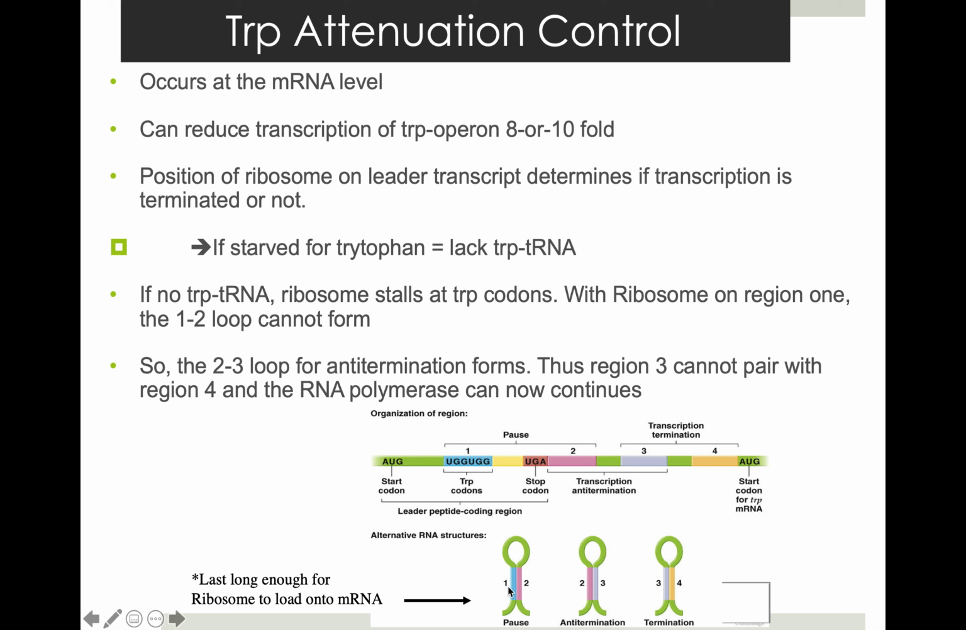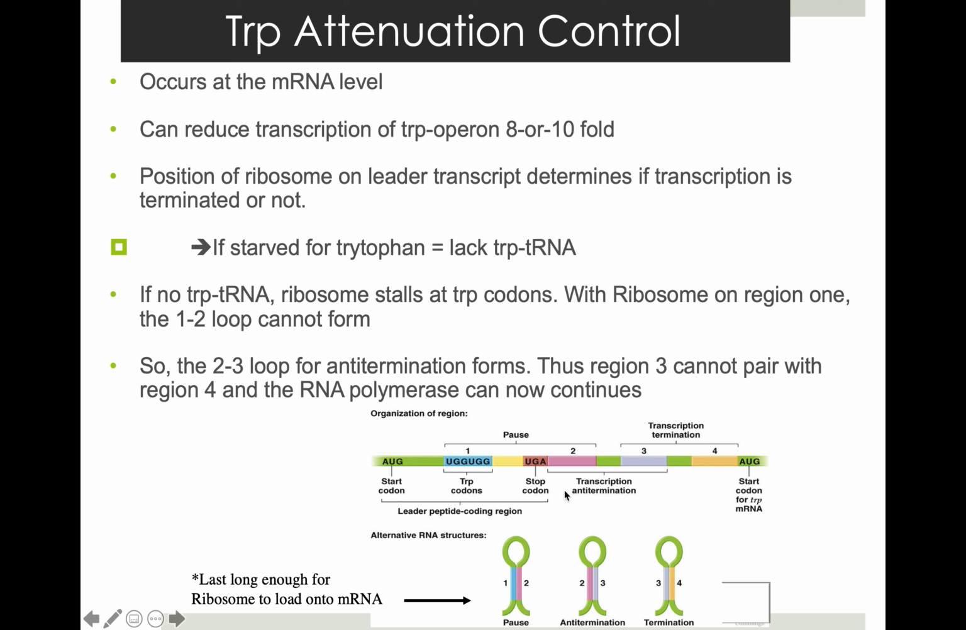If repeats 1 and 2 form a loop, it will cause a pause. Pause meaning that they could not form together. Sorry, 2 and 3 will form together to form the anti-termination, which means that 3 and 4 could not be formed, so no termination. Transcription will continue. But if the ribosome doesn't stall there, it will continue and come across the stop codon. What happens is that these two will continue, and this will form a loop.